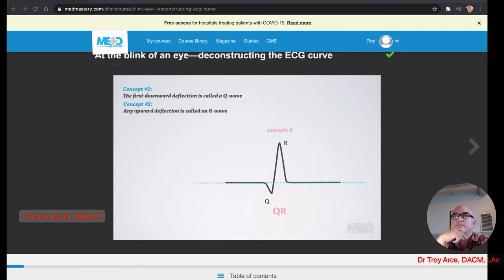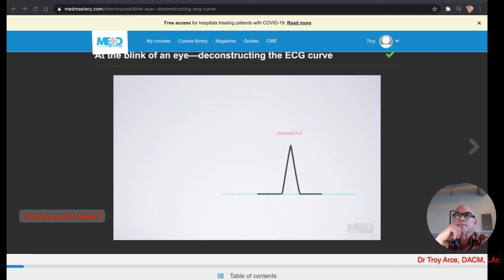Are you ready for some more examples? Well, here we go. Example number 5. Again, pause the video and try for yourself. That was simple, wasn't it? There's only one concept that you have to use here, and that's concept number 2. Any upward deflection is called an R wave.